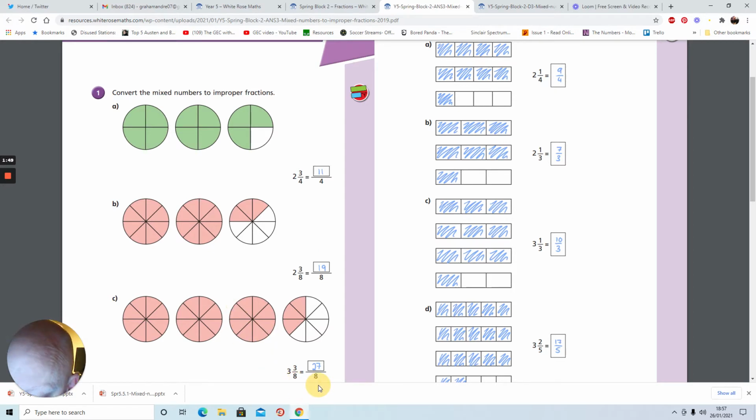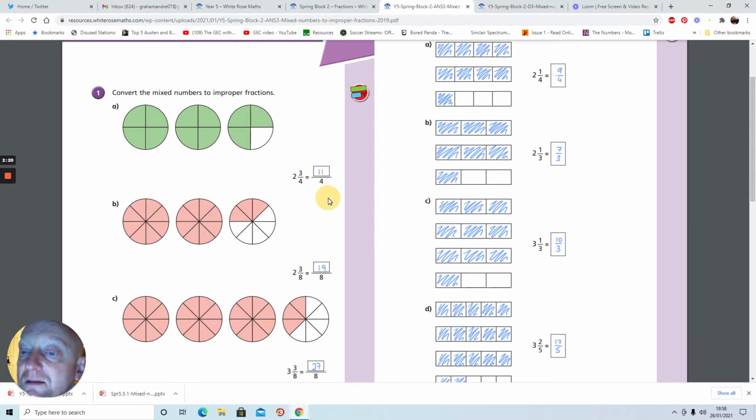And then again, on this one down here, we're working with eighths again. So we make sure that denominator stays the same. We don't change that. Then we can count individually each section, or if you're really good with your tables, you can count in eights: 8, 16, 24, and then we've got 3 left here, 25, 26, 27, so that's 27 eighths. Okay, so that's the first question done.